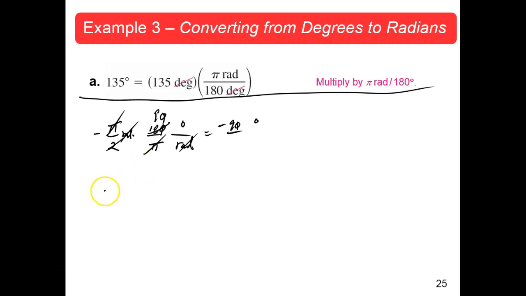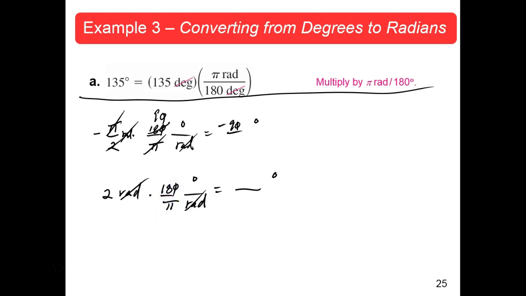But how about this one? 2 radians. Okay, this is the B part. So I'll multiply that by blank over blank to give you blank degrees. What goes where? Radians on the bottom, degrees on top. The radians are going to cancel out. How many degrees are in how many radians? What's that ratio? 180 degrees is the same as pi radians.